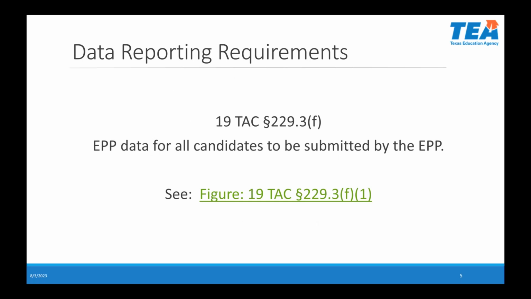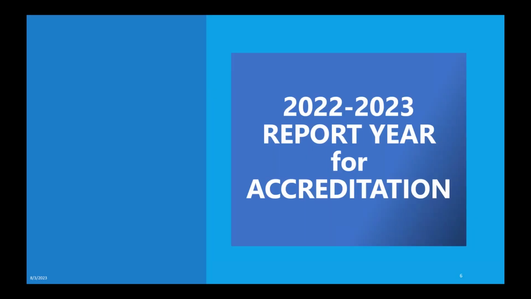The Figure 19 TAC 229.3F1 contains additional information about data that is required to be collected from EPPs. Data generated in the 22-23 academic year will be used to determine the accreditation status for EPPs.